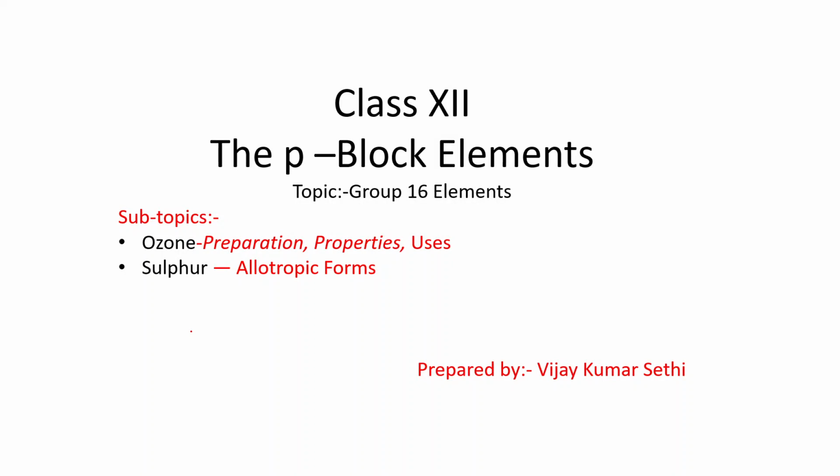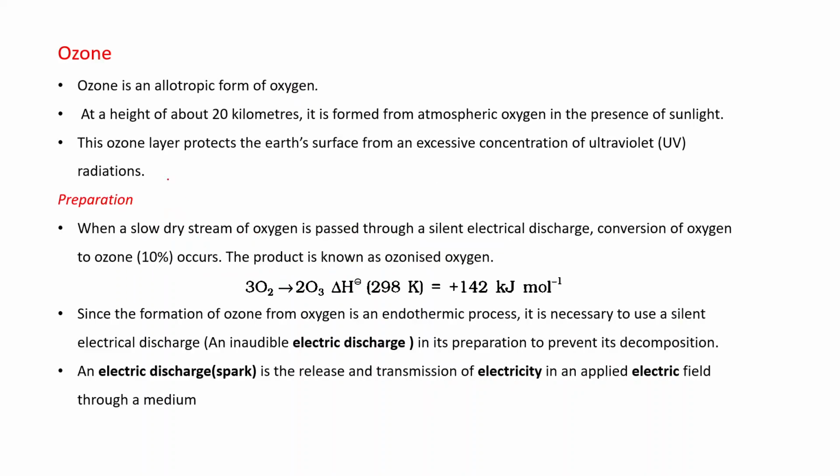We were discussing the P block elements, group 16 elements, and in this video we will discuss ozone, its preparation, properties and usage, and we will also discuss the allotropic forms of sulfur. First, come to ozone. Ozone is an allotropic form of oxygen.